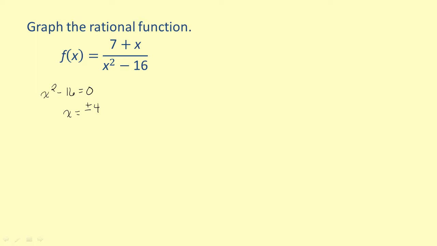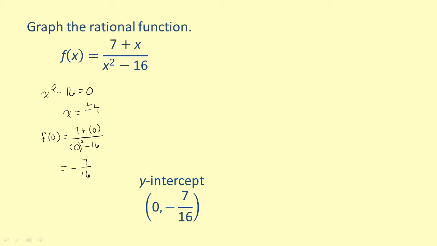So we know that these two values will be ones we'll want to test later to determine if they are vertical asymptotes. Next, we want to find the x and y intercepts. We'll start with the y-intercept, which occurs when x equals 0. So we'll substitute 0 into the equation for x and solve. Simplifying, we now have f(0) = −7/16. So the graph crosses the y-axis at −7/16, which is close to −1/2.